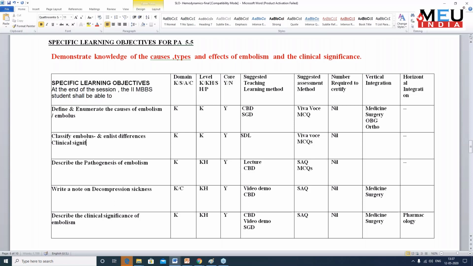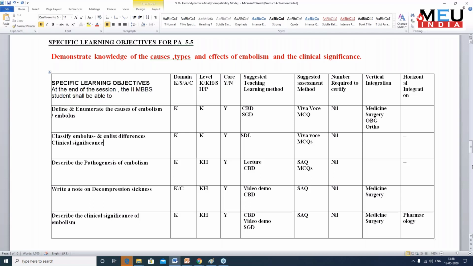Okay, so coming to SLO 5.5, wherein we are asked to demonstrate knowledge of causes, types, and effects of embolism and the clinical significance. First component would be to define and enumerate the causes of embolism. A case-based discussion. I have felt that if you can give movie scenarios or real life scenarios, it would be good to catch the attention of the student.